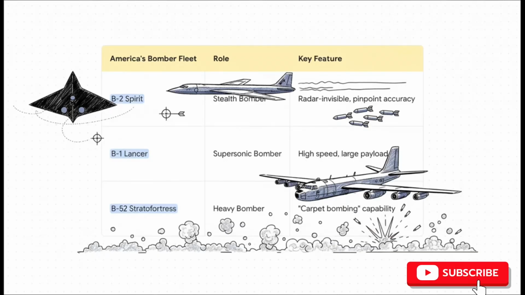Okay, so once the enemy is blind, the bombers come in, and the source highlights 3 main types. First, you've got the B-2 Spirit, the stealth bomber. Nearly invisible to radar, delivers its payload with surgical precision. Then there's the B-1 Lancer, a supersonic bomber that gets in and out super fast. And of course, the iconic B-52, the heavy lifter capable of carpet bombing an entire area.